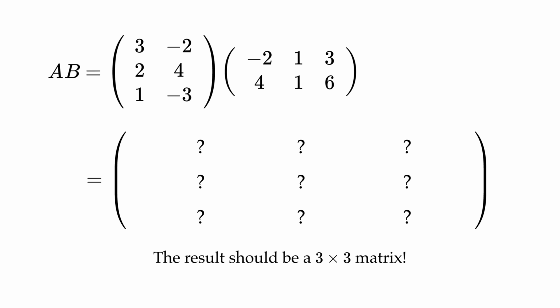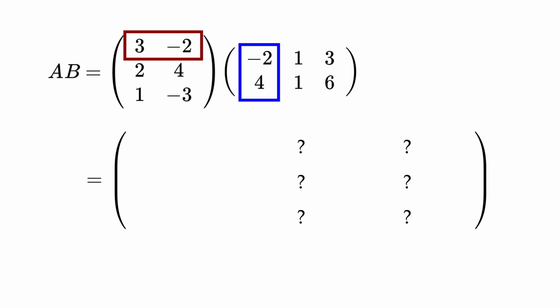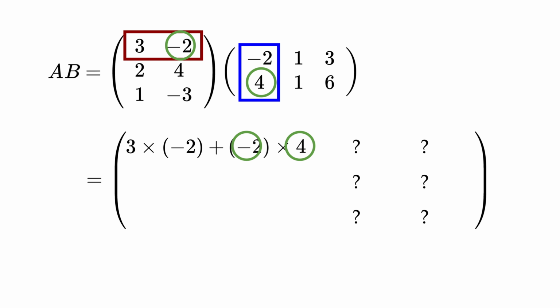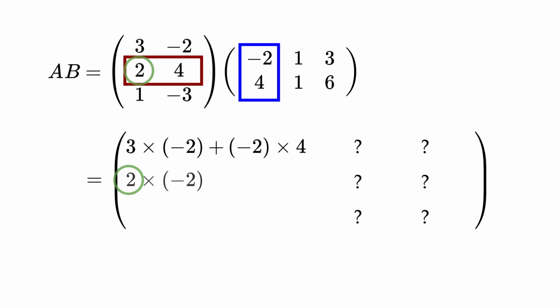Now, the result should be a 3 by 3 matrix, and we are going to find each one of those entries as follows. First of all, let's consider the first row of matrix A and the first column of the matrix B. Then we multiply 3 times -2, and we add -2 times 4. Then consider the second row. Then we multiply 2 times -2, and we add 4 times 4.